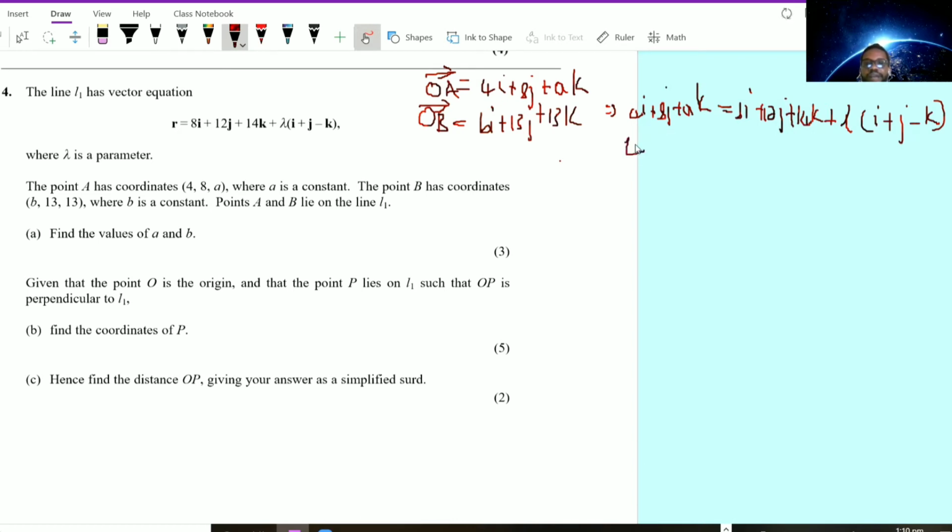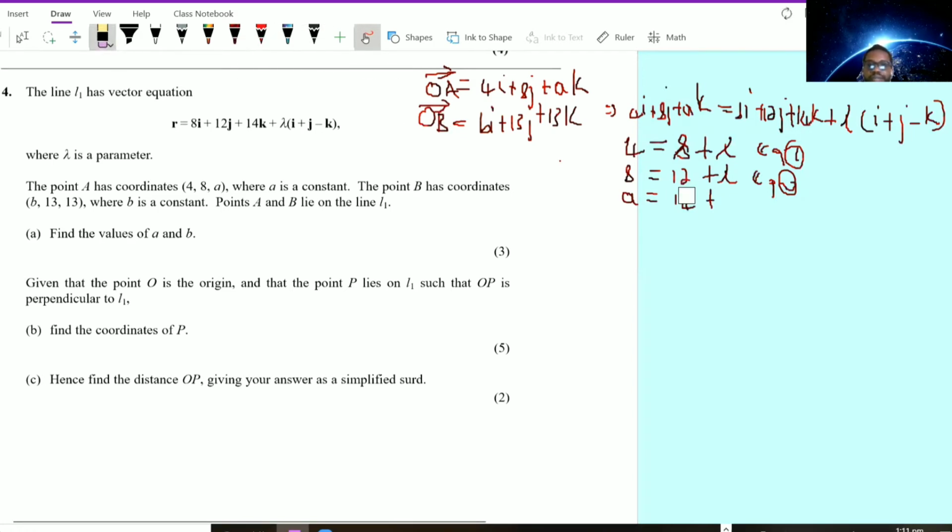So on the left, you only have 4. On the right, the components of i would be 8 plus, well, lambda would also be in front of i. So 8 plus lambda. You can call that equation 1. All right. You could also say that 8, which is a component of j, is equal to 12 plus lambda, equation 2. Likewise, for k, the component of k on the left is a. On the right, it's going to be 14 plus, well, not plus, because the coefficient of k is negative. So it's going to be a minus, right? So it's 14 minus lambda.